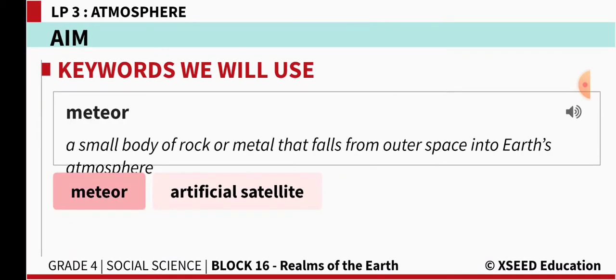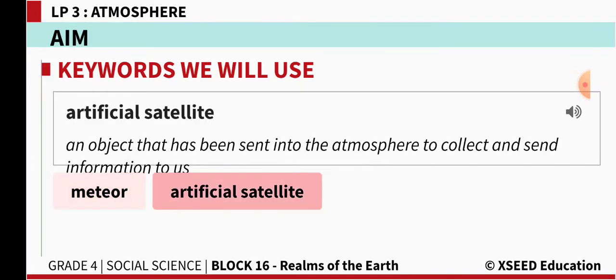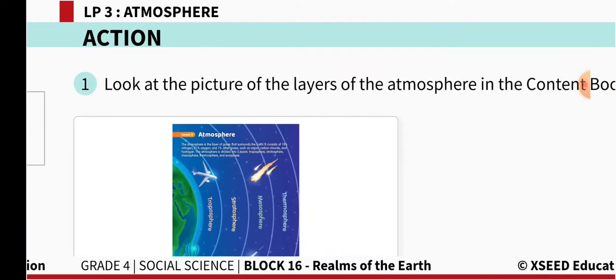Keywords: meteor, a small body of rock or metal that falls from outer space into Earth's atmosphere. What is a meteor? A small body of rock or metal that falls from outer space into Earth's atmosphere. Artificial satellite, an object that has been sent into the atmosphere to collect and send information to us.